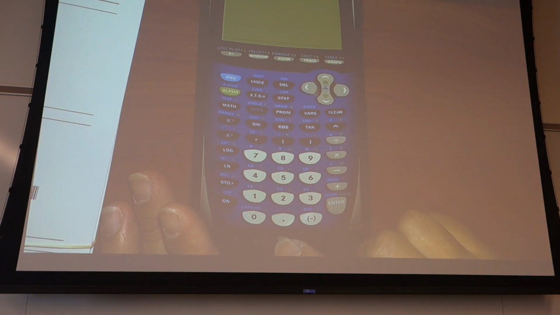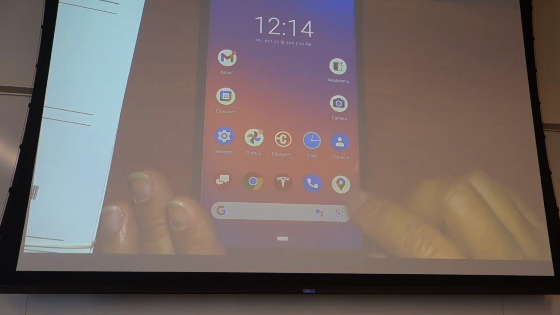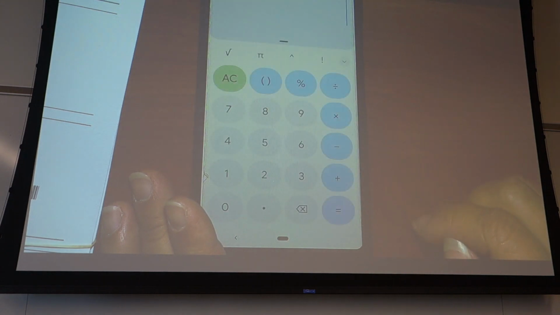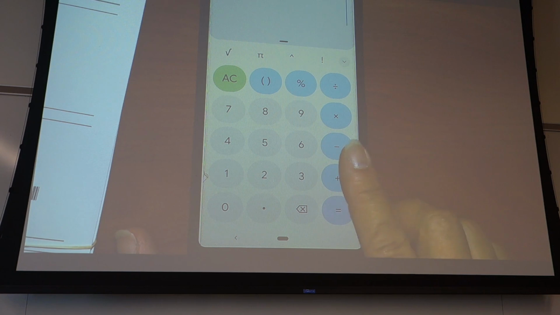I'll see if I can use my basic calculator from my phone. Okay, so here's my basic calculator. If I maybe swipe this way, swipe that way. Try turning it to the side. Yeah, I was hoping not to do that.